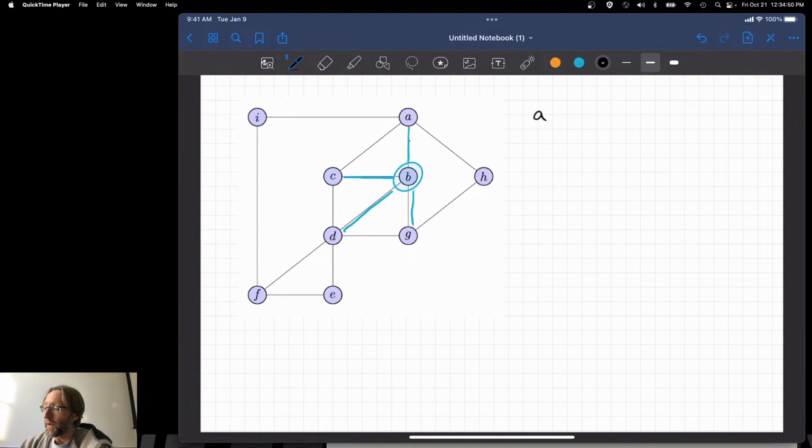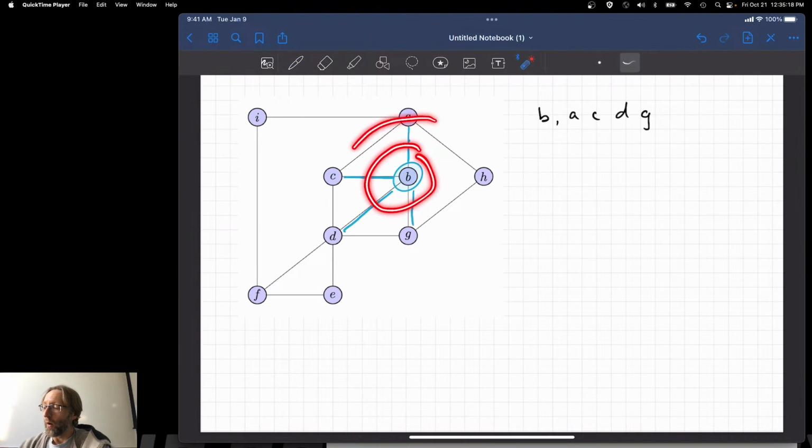Or sorry, we start at B, right? Then we explore B's neighborhood here, which is A, C, D, and G. And again, the same criteria as before. You could go in lexicographic order, you could go in reverse lexicographic order, you could go in order of edge weights, whatever. I'm just going to go in lexicographic order here. So we explore A, C, D, and G next, in that order, okay?